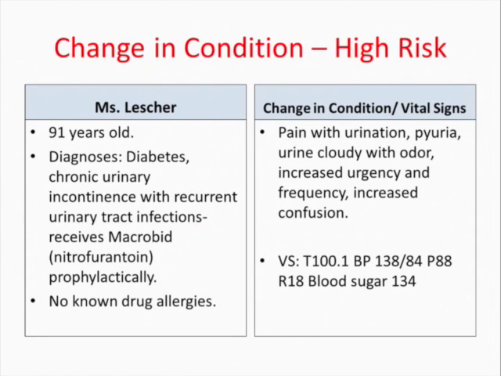Next, we have Ms. Lesher. She's 91 years old with chronic urinary incontinence and recurrent urinary tract infections. She receives Macrobid, nitrofurantoin, prophylactically for urinary tract infections per the urologist. She develops pain with urination, pyuria, increased urgency and frequency, and increased confusion. She has an elevated temperature of 100.1, but her other vital signs are within normal limits.